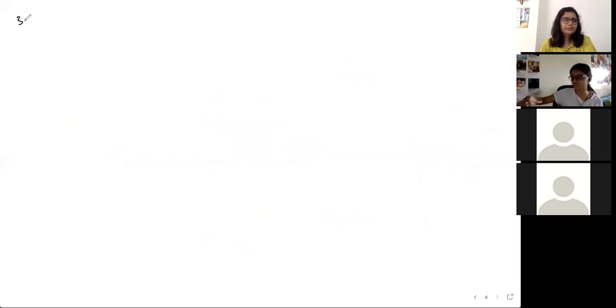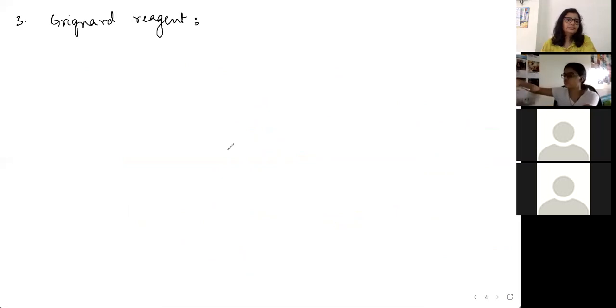Next, the third method of preparation is using a Grignard reagent. Do you guys remember what a Grignard reagent is?